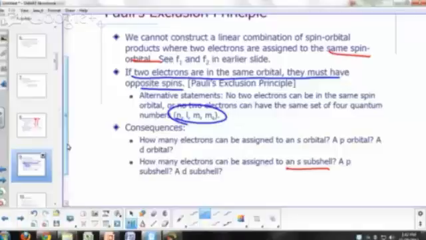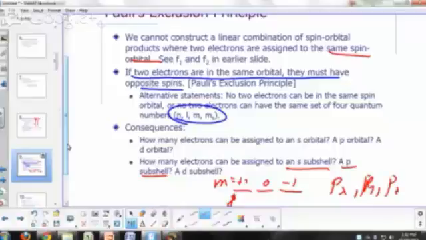2, because an s subshell is just the s orbital, right? What about a p subshell? A p subshell has 3 orbitals, right? m equals +1, 0, or -1. Or you can say px, py, and pz, right? So there's 3 orbitals in a p subshell. So for each orbital, you can assign 2 electrons: 2 plus 2 plus 2, or 2 times 3. That's 6 electrons that you can assign to a p subshell.